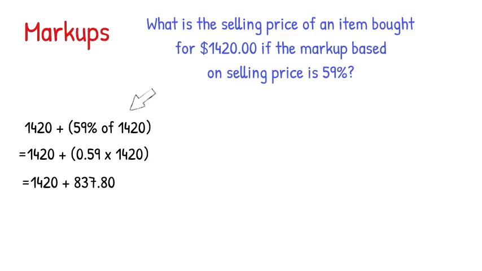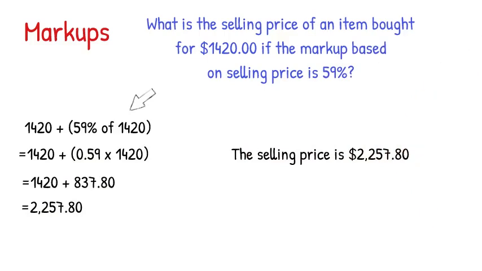$837.80. Now we can add those two together to get our final price of $2,257.80. Therefore, the selling price is $2,257.80. You may also hear the selling price referred to as the list price. More about that in a minute.